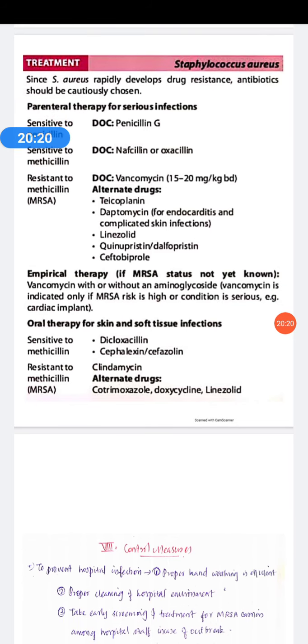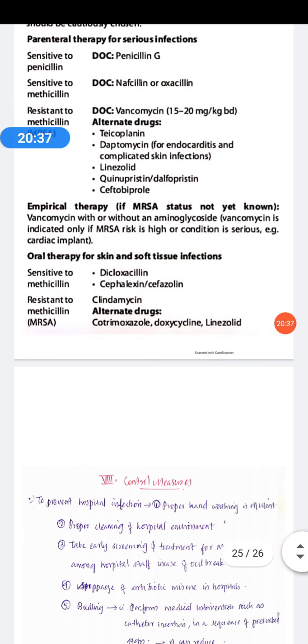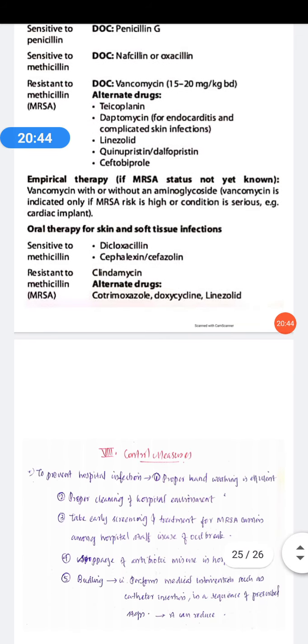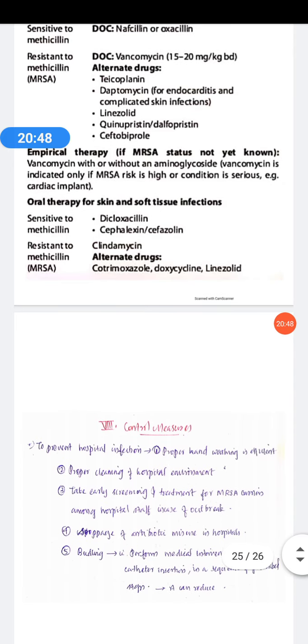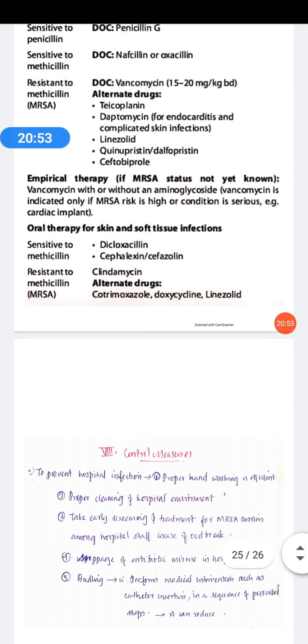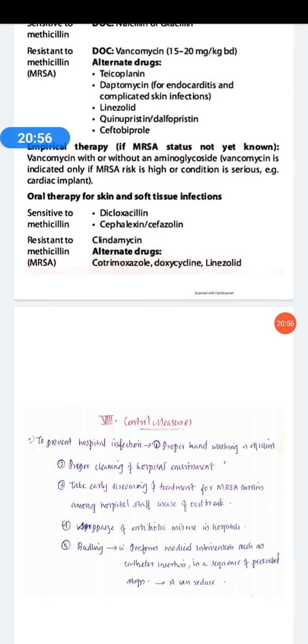Also, we use some alternative drugs based on the antimicrobial susceptibility test. They are teicoplanin, daptomycin, linezolid, quinupristin, ceftobiprole, etc. For empirical therapy, we add aminoglycosides along with the vancomycin. That is for combining effect in empirical therapy for MRSA.